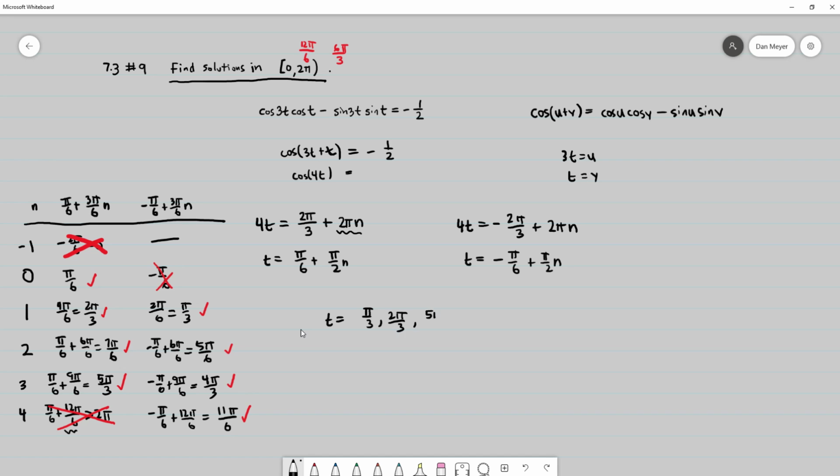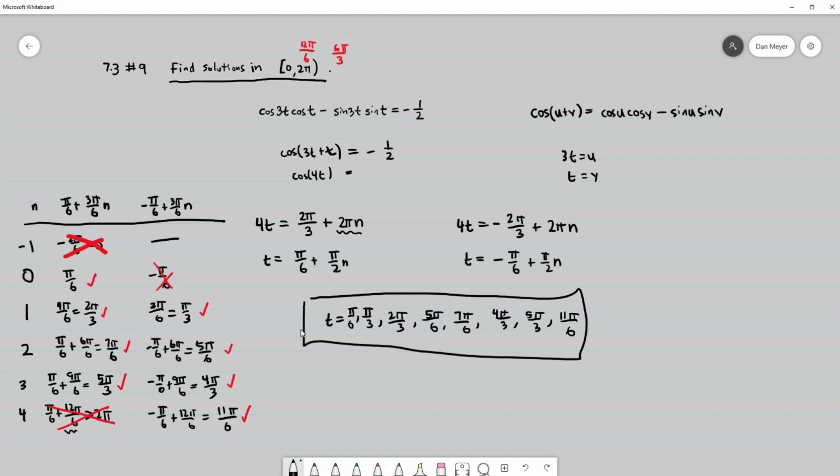5 pi over 6, 7 pi over 6, 4 pi over 3, 5 pi over 3, and 11 pi over 6. Oh, I forgot my pi over 6 at the beginning. Pi over 6. And 11 pi over 6 is the last one. So, do I get them all? I got them all. 8 solutions. All right. So that is the answer here.